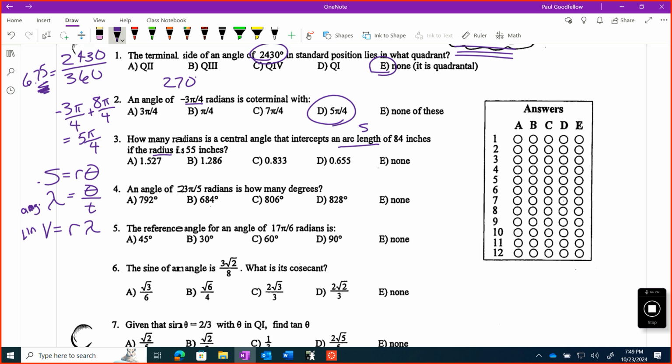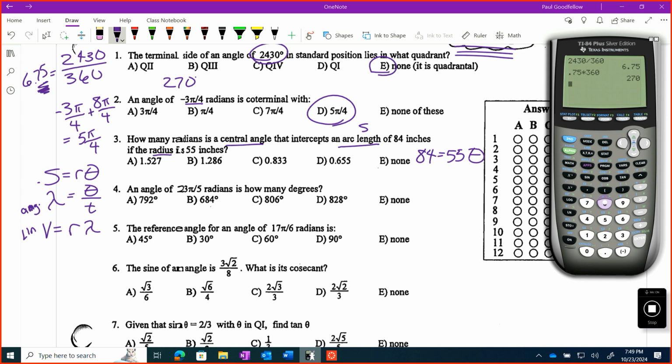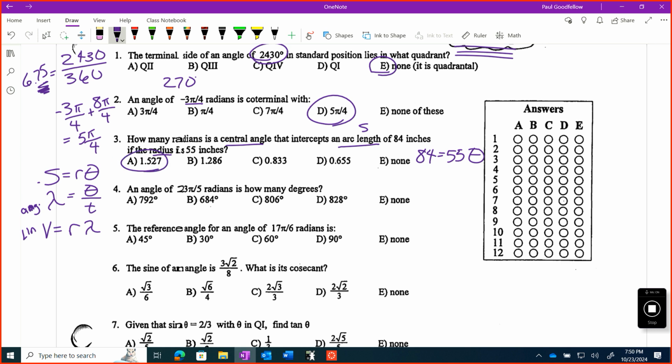So in this question, they just want to find the central angle, which is the angle size. They've given you the arc length as 84, so 84 is equal to the radius times theta, which is 55 theta, and then ultimately all you end up doing is dividing, which is 84 divided by 55. Should be an answer of 1.527 radians. There you go, number 3.